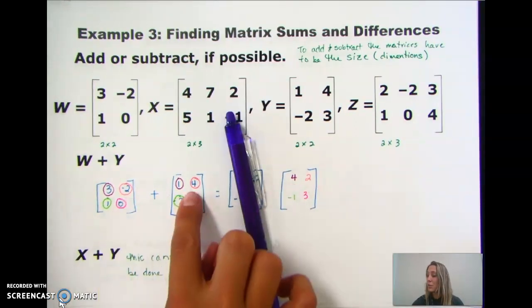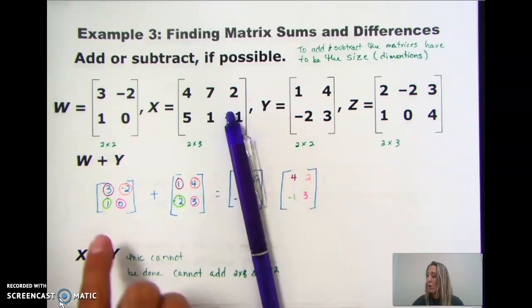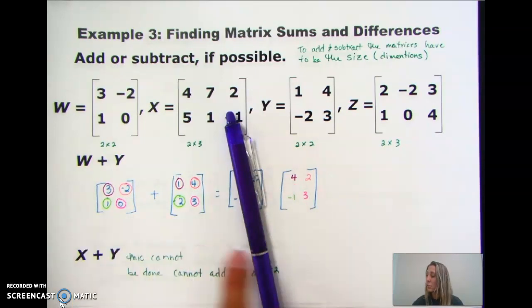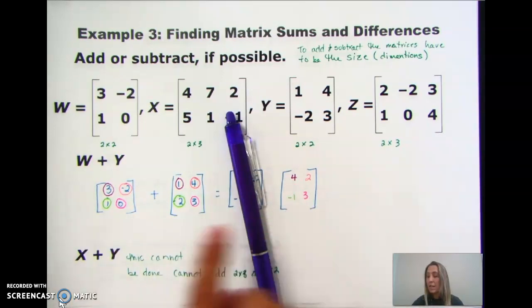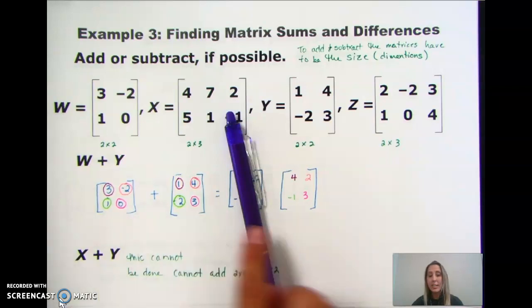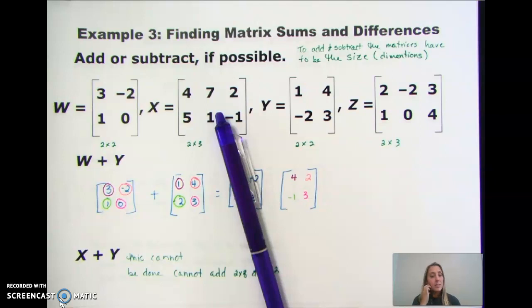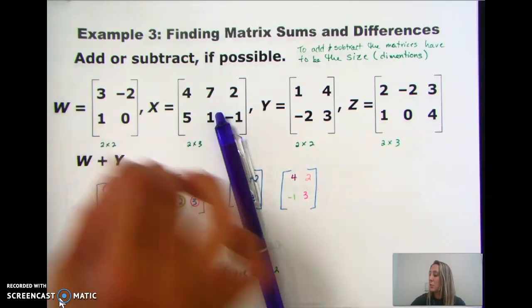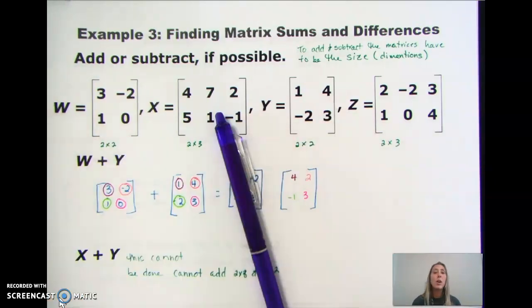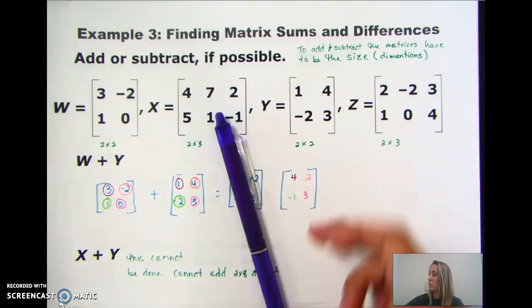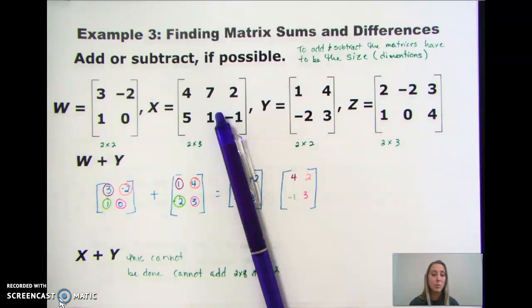Negative 2 plus 4 is 2. 1 plus negative 2 is negative 1. And 0 plus 3 is 3. So we did that. We did check to see that they were both 2 by 2s, which they are. We also, when we started with 2 by 2s, we ended with a 2 by 2. So our answer is also a 2 by 2.